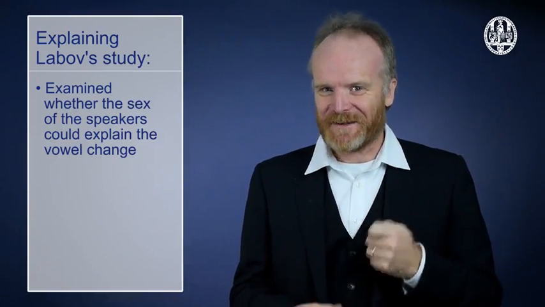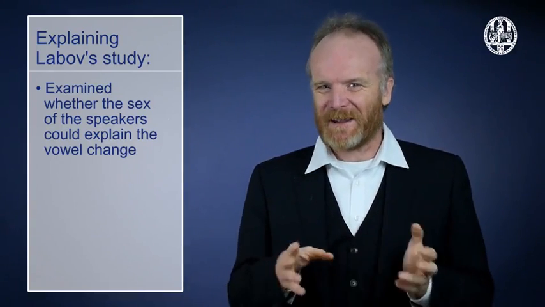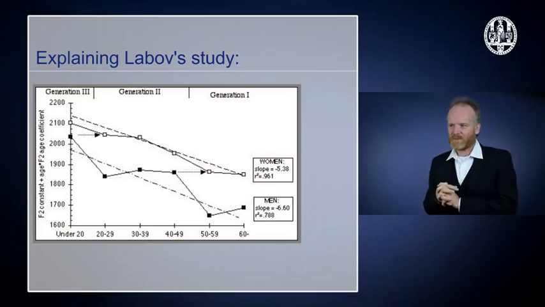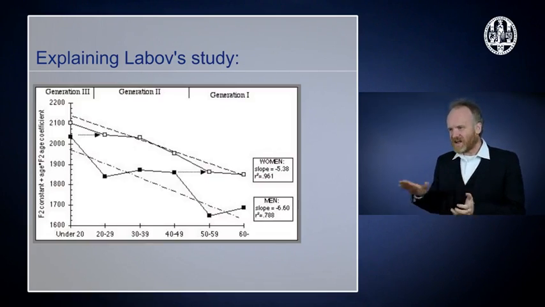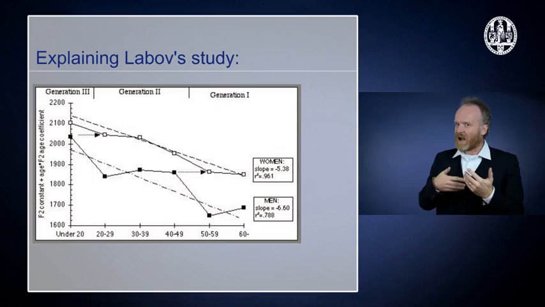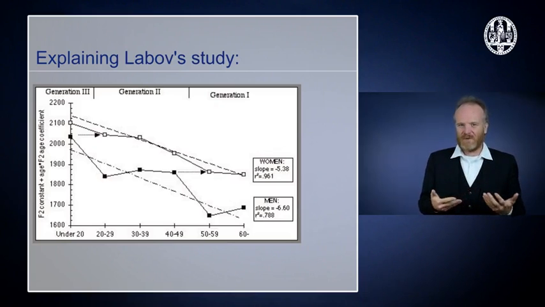Okay, now the fun starts, because we're going to add gender to the equation, the difference between men and women. That's giving us a graph like this one. Again, the x-axis represents age, the y-axis represents how front in the mouth this vowel is pronounced.